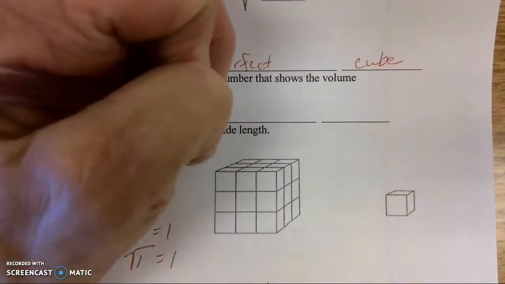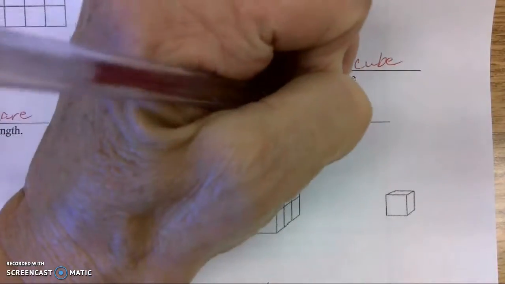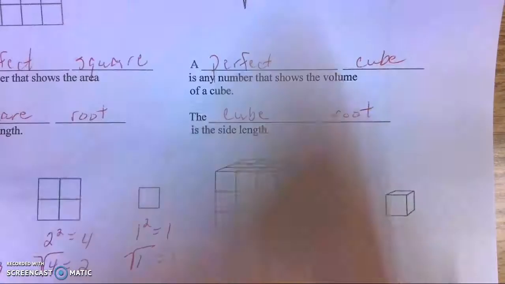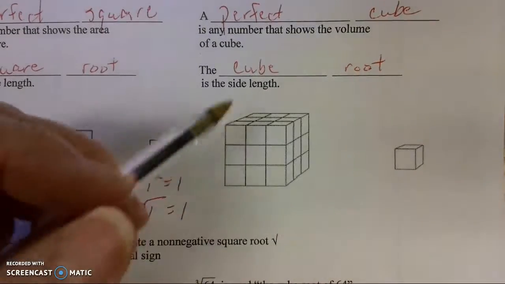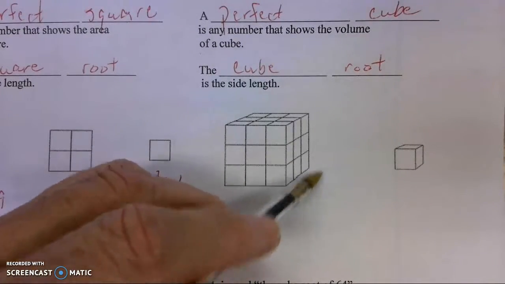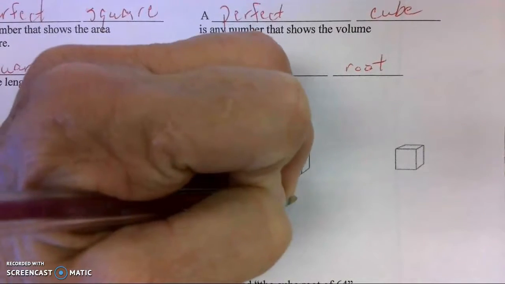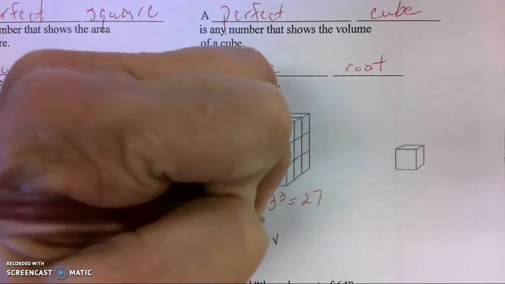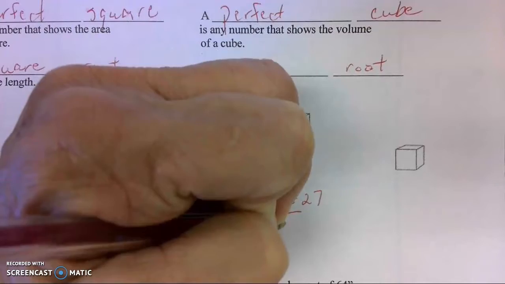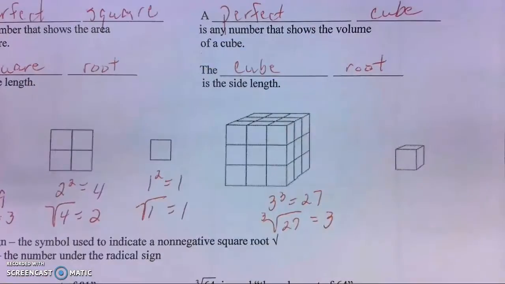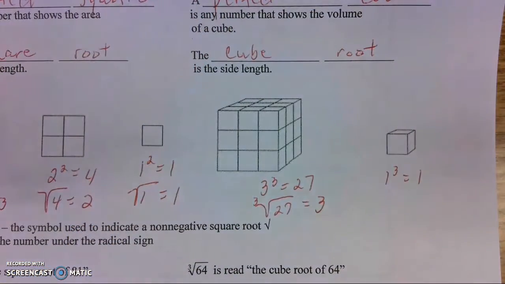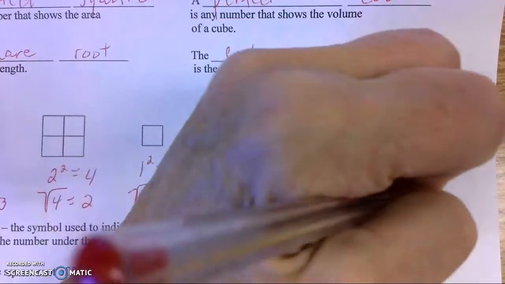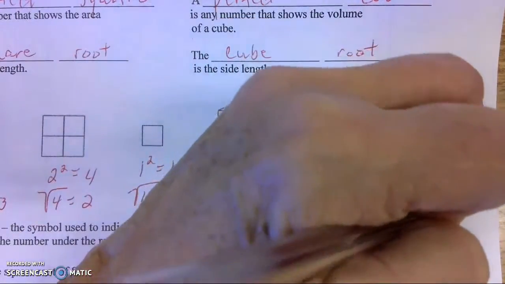And then the cube root is the side length. So again, I have 2 cubes there. And notice this is a 3 by 3 by 3. So 3 cubed equals 27. And the cube root of 27 is 3. And then I have a 1 by 1 by 1. So 1 cubed equals 1. And then the cube root of 1 equals 1.